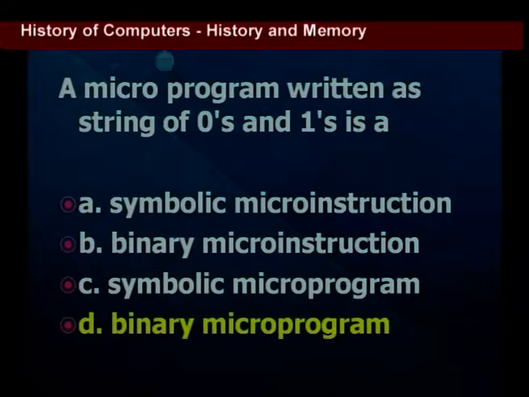A microprogram written as a string of zeros and ones is in which language? It consists only of zeros and ones, so it is a system language, meaning a computer language. Check the options: symbolic microinstruction, binary microinstruction, symbolic microprogram, binary microprogram. Binary microprogram is suitable for these zeros and ones. This is system-oriented programming.